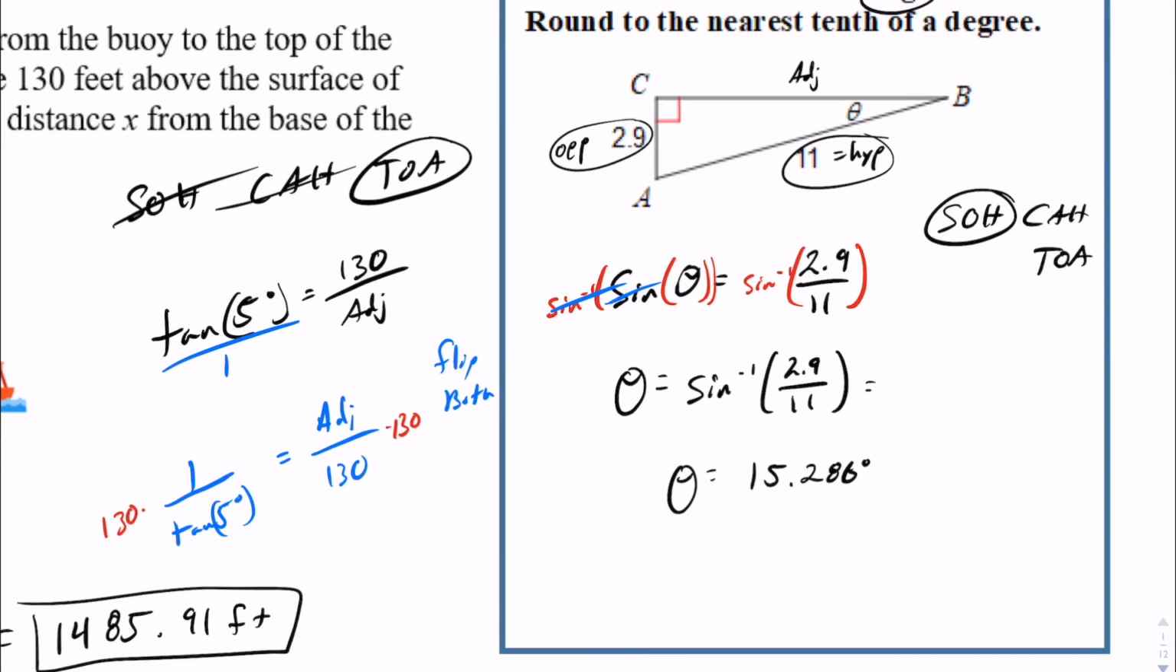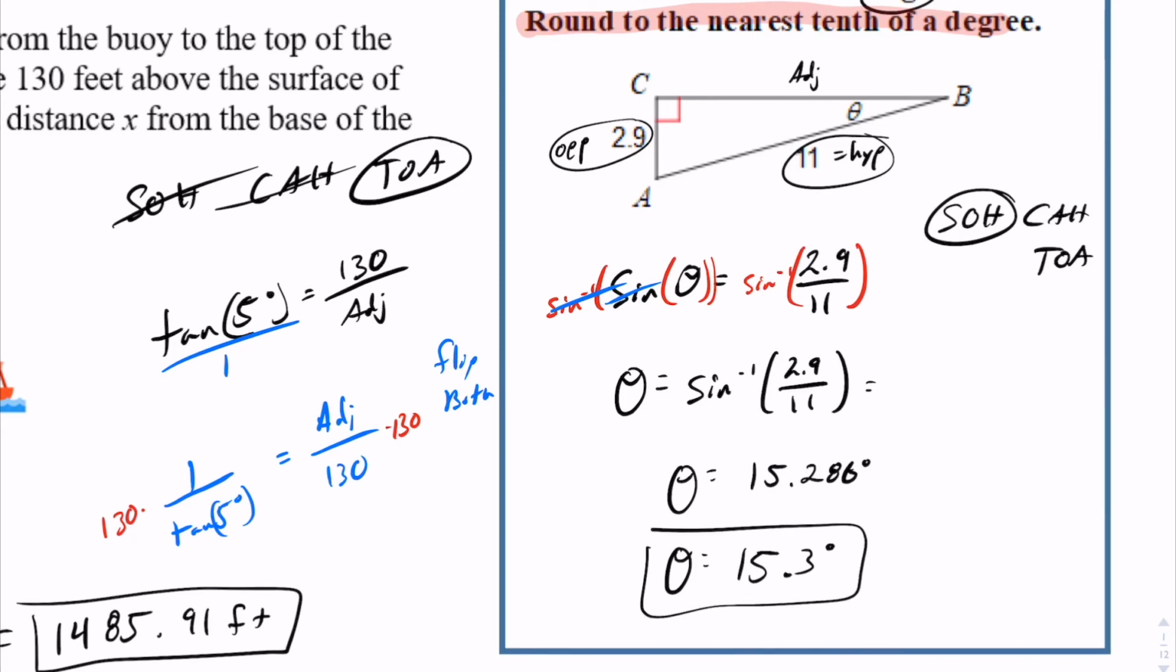Watch out. If we were to just write this, you would get it wrong. And the reason is because of this sentence right here. Round to the nearest tenth of a degree. You have to round to the specifications that are given. So 15.3 is your answer.